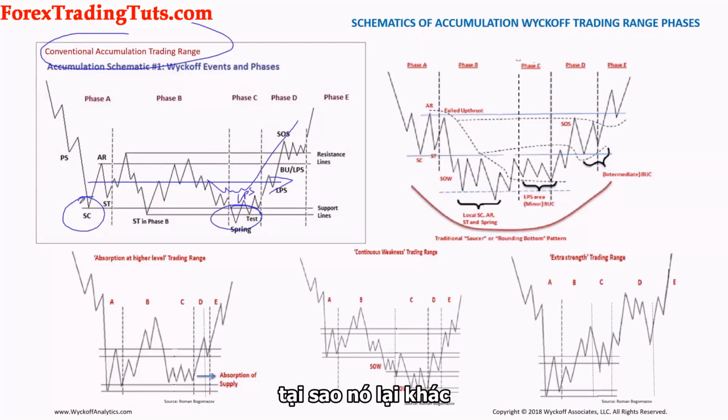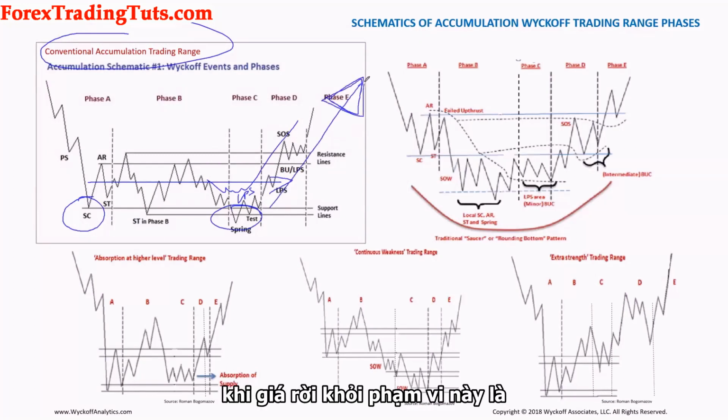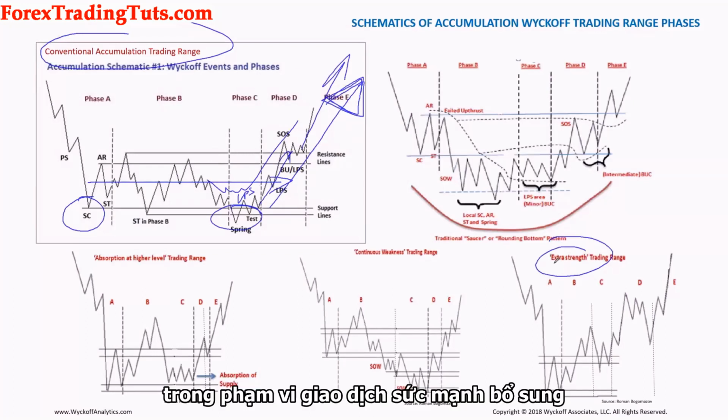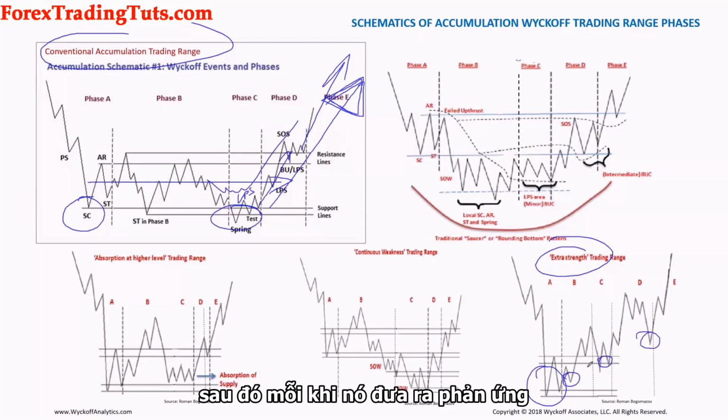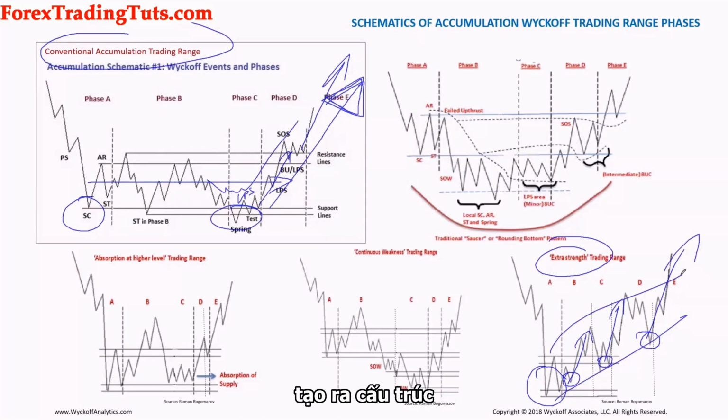So why is it different? Again, different urgency to accumulate. In the conventional schematic, the urgency is more as the price leaves the range. This is where the value becomes scarce, and institutions that are late are the ones that are going to push the price up. In the extra strength trading range, it's slightly different. There is extreme value at the point of the climactic action, and then every time it gives a reaction, there is still some value, so they are pushing the price up, and that's what creates the structure.